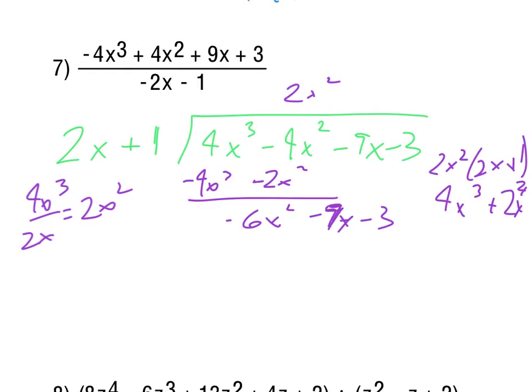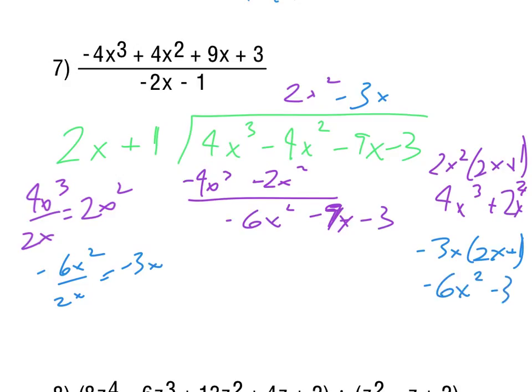So I continue my process, divide the negative 6x squared by 2x, I get negative 3x. I need to find that product, negative 3x times the 2x plus 1. So I get a negative 6x squared minus 3x. Again, same sign, so I'll be adding both of those, adding 6x squared, adding 3x. So I get a negative 6x minus 3.